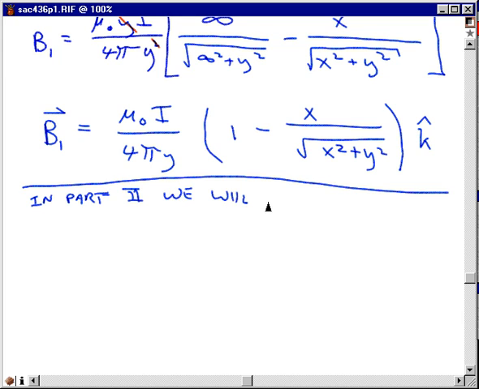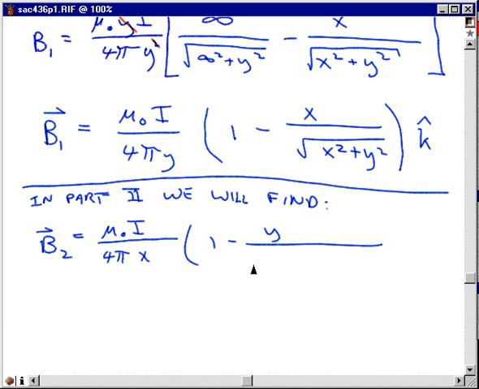We will find that B2 is equal to mu0I over 4 pi x times 1 minus y over the square root of y squared plus x squared. Actually, could write it the same way as what we have up there. All times k hat.